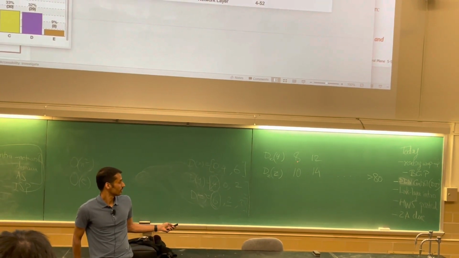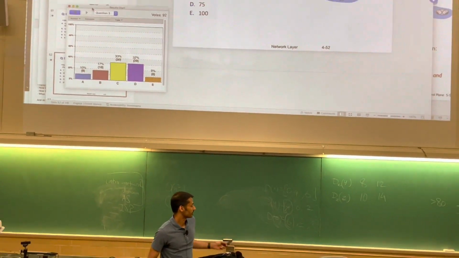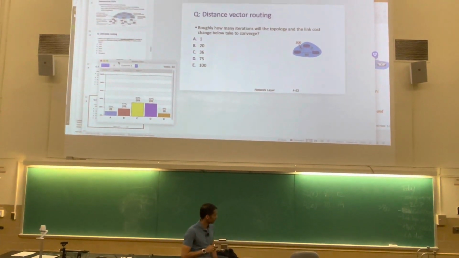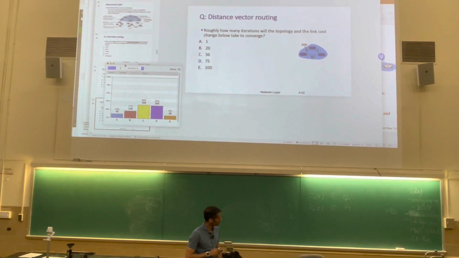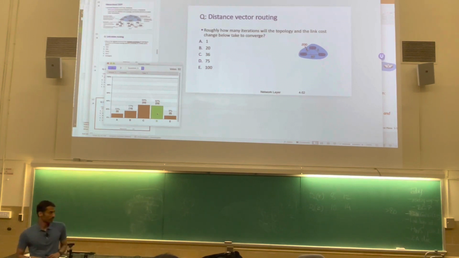After one iteration, you're here. After the second iteration, Z will update. After the third iteration, Y will update. After the fourth iteration, Z will again update, and so on. So it's twice that, and therefore the answer will be 75. I don't know how many people actually did this math, but that's the math that's happening. So it's very close to the expected answer. So 75. That's how we got 75.